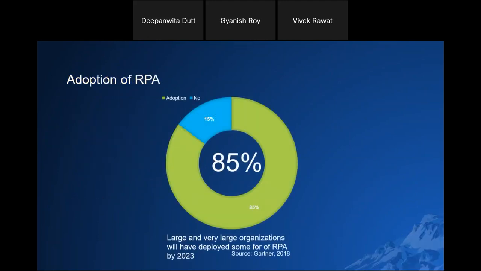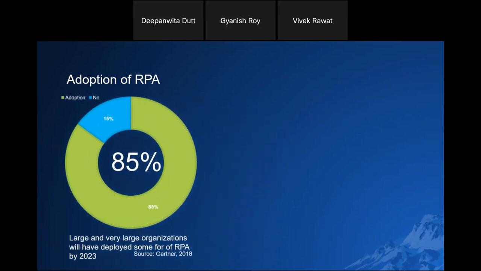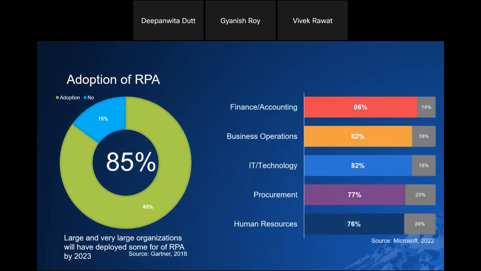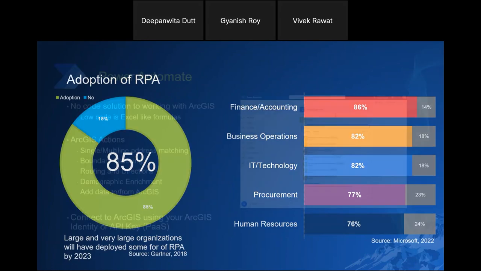The adoption of RPA, which is robotic process automation. Microsoft conducted a study in 2018, estimating that 85% of large and very large organizations will have deployed some form of RPA by 2023. In 2022, when they carried out the survey, they saw that it is actually in line with their prediction. And many sectors of a corporate are integrating RPA into their work, including human resources.